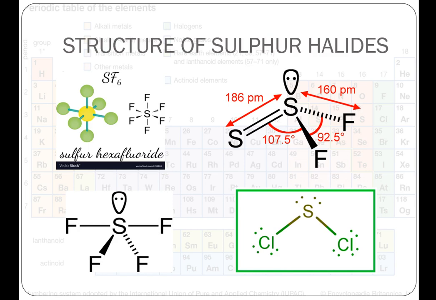You can also see one more halide, S2F2. Here also you can see pyramidal shape with lone pair of electrons on sulfur.